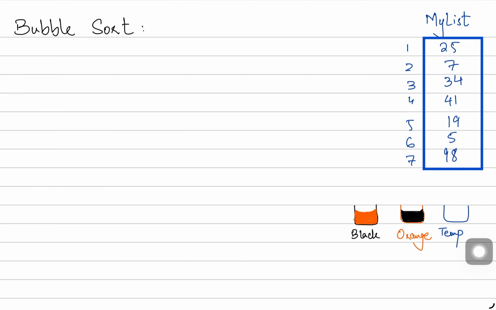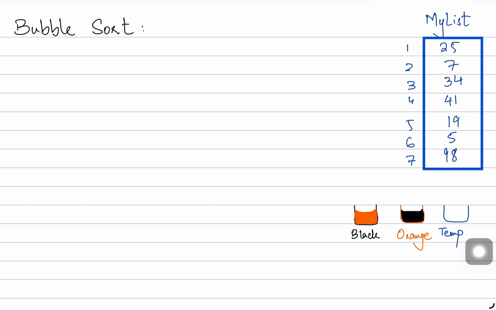In today's video, we are going to master the concept of bubble sort. First of all, bubble sort sorts the data, sorts the array, in ascending or descending order. So right now on my screen, you can see there is an array with the name of MyList, which has 7 indexes. And right under it, there is a black class that has some orange content in it.